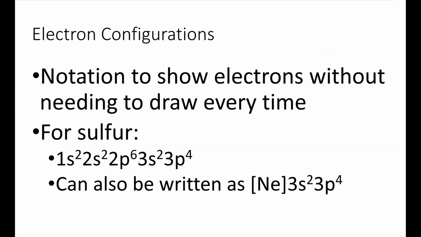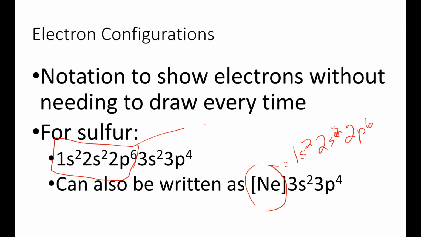This can also be written as neon, 3s2, 3p4. This neon has a configuration of 1s2, 2s2, 2p6, which you'll notice is the same as this part.